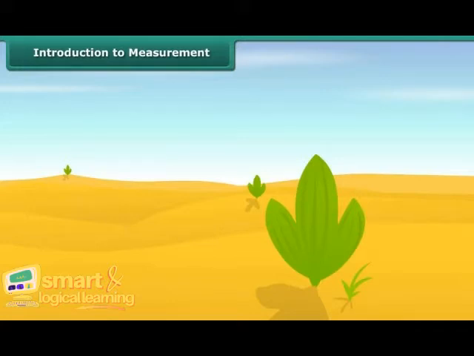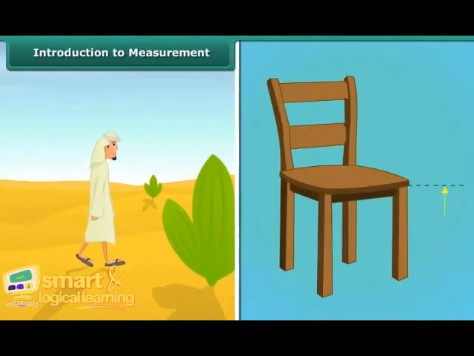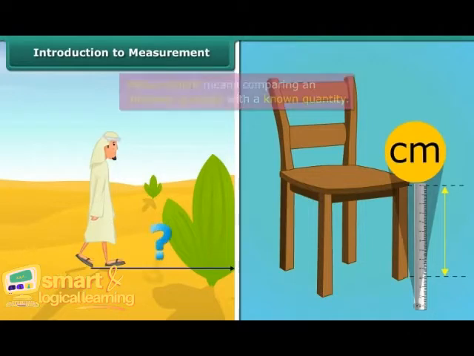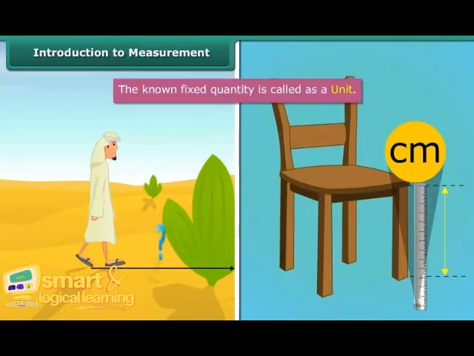Introduction to measurement. Do you know how people know how much they have travelled or how much is the length of a leg of a chair? This is done by using a term called measurement. Measurement means comparing an unknown quantity with a known quantity. The known fixed quantity is called a unit.